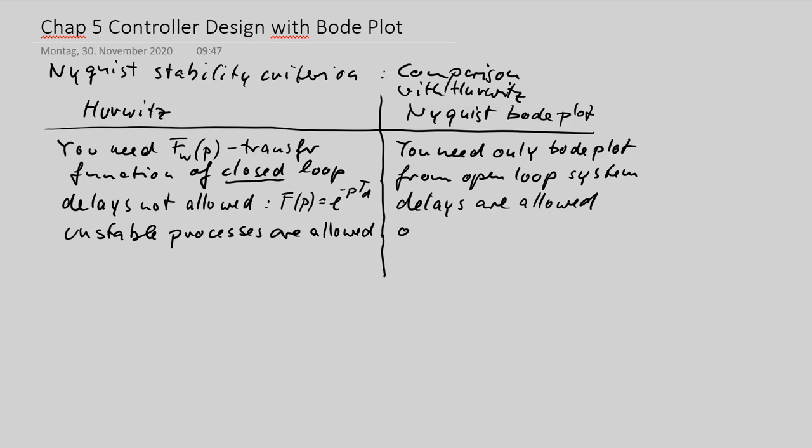And here we have a restriction: only stable processes are allowed. So if your system is a hanging magnetic ball in a magnetic field, or an inverted, standing pendulum, then you cannot use the Nyquist Bode plot criterion. You cannot use anything in chapter 5. Then you have to investigate stability with Hurwitz. In Hurwitz, this is allowed.